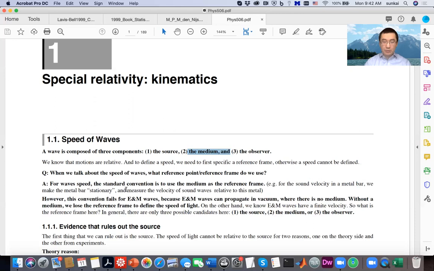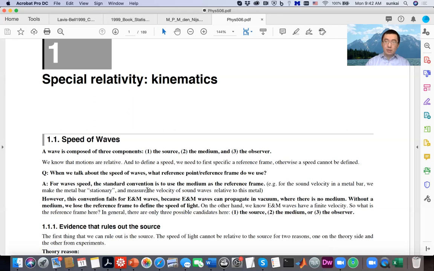So for example, when we define the speed of sound in a metal bar or in liquid water, the reference frame is actually this metal bar. We keep this metal bar stationary, then we measure sound waves in the metal bar, and we are measuring the sound wave velocity relative to the metal bar. If the metal bar is moving, then the sound wave inside the metal bar should be the stationary value plus the velocity of this metal bar. So anyway, the speed of a wave is referenced to the medium it propagates in. This is true for almost all waves existing in our universe.